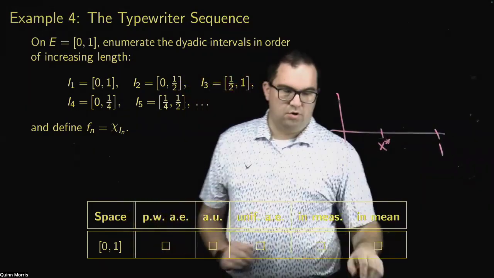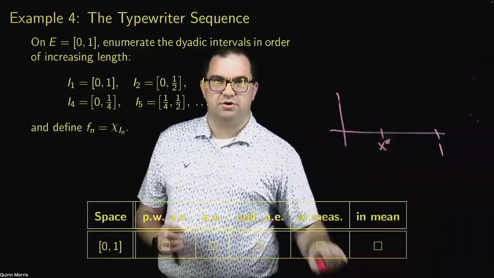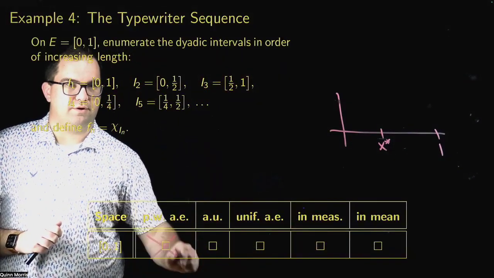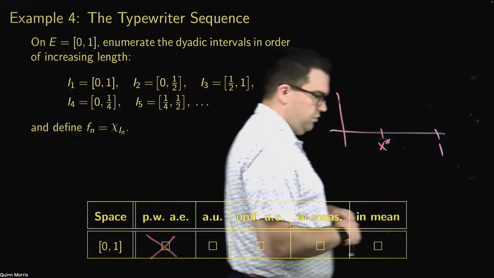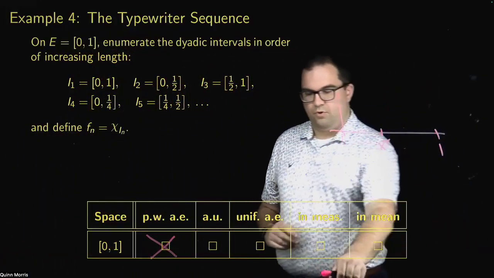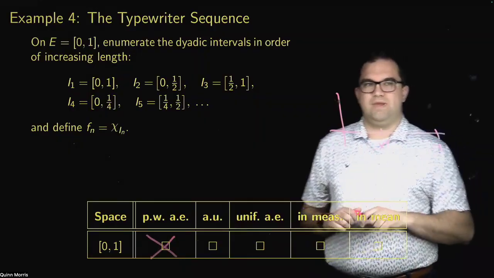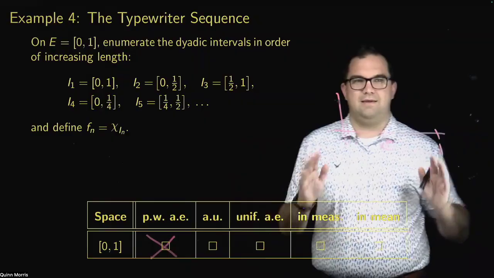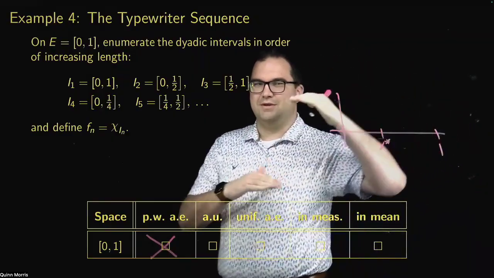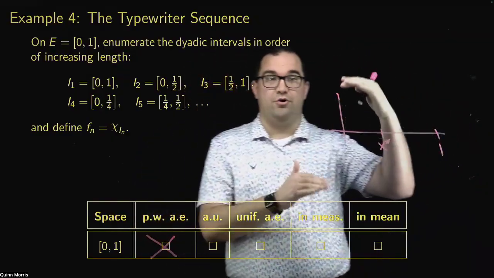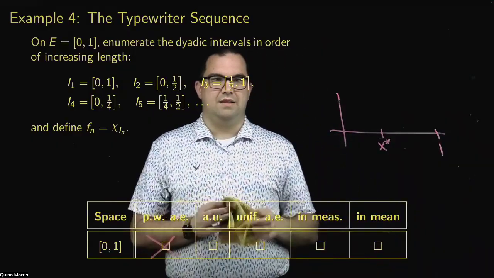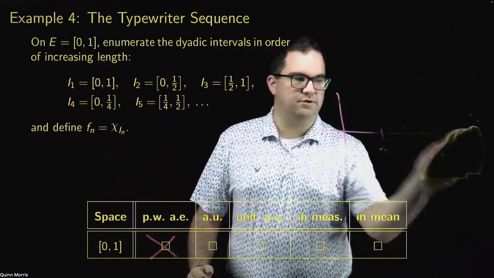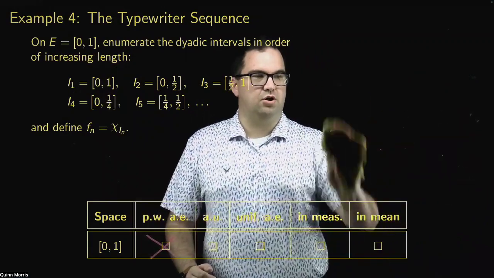So this fails to converge even pointwise almost everywhere. Now, you might say, well, Quinn, didn't you just say that pointwise almost everywhere is the weakest form, so it must be that everything else fails, right? Well, no, not quite. That's where I was giving myself some wiggle room. This is not some strict hierarchy. And in fact, in many ways, it depends on your space as well. So let's look through these others.